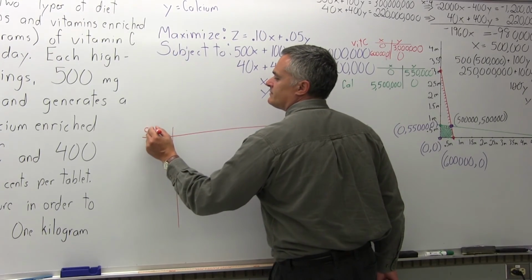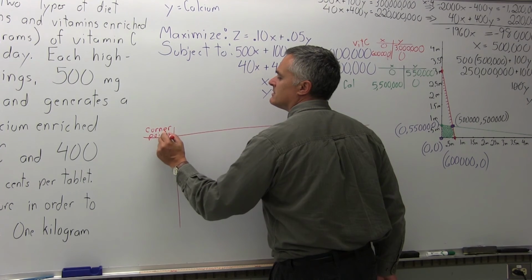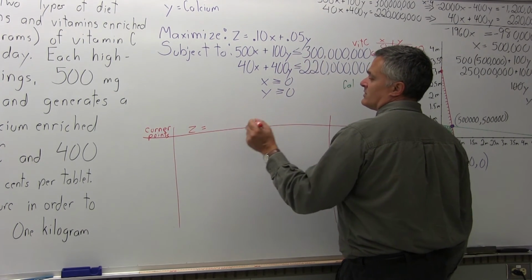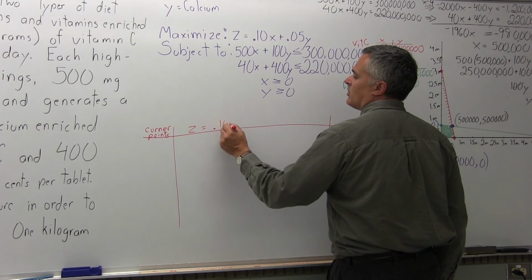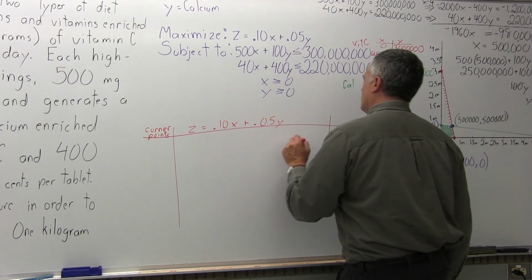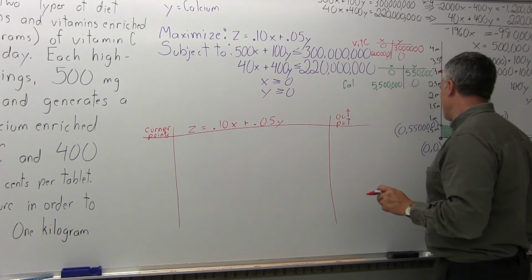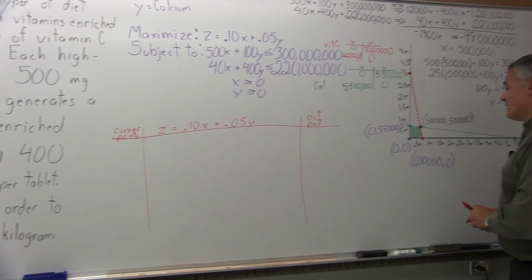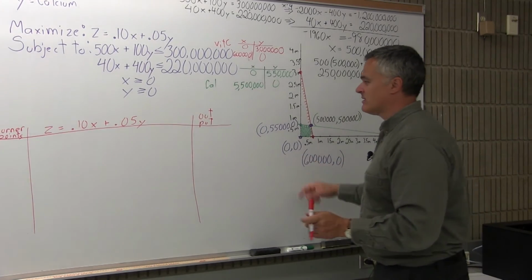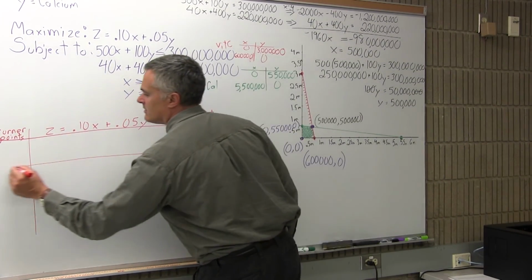So one column is for corner points. The middle column is for the objective function, which for this particular problem is 0.10x plus 0.05y. And the last column is for output. Now I have a feasible region that involves 4 corner points, one of which is 0, 0, so that's easy. But I'm going to need 4 rows.